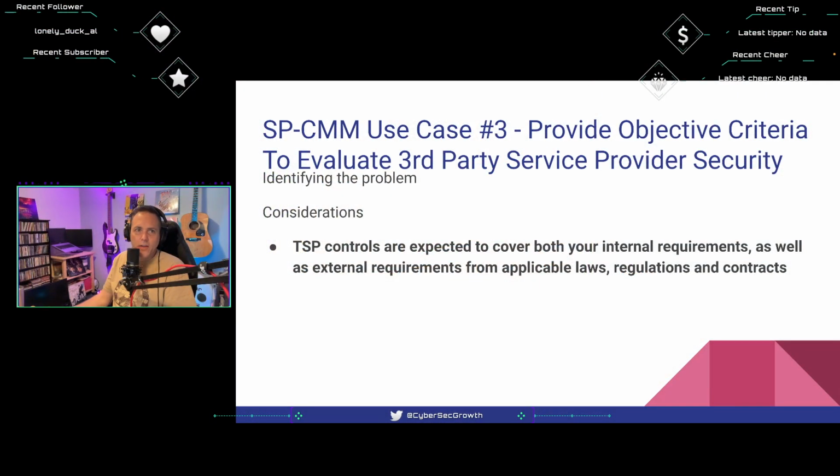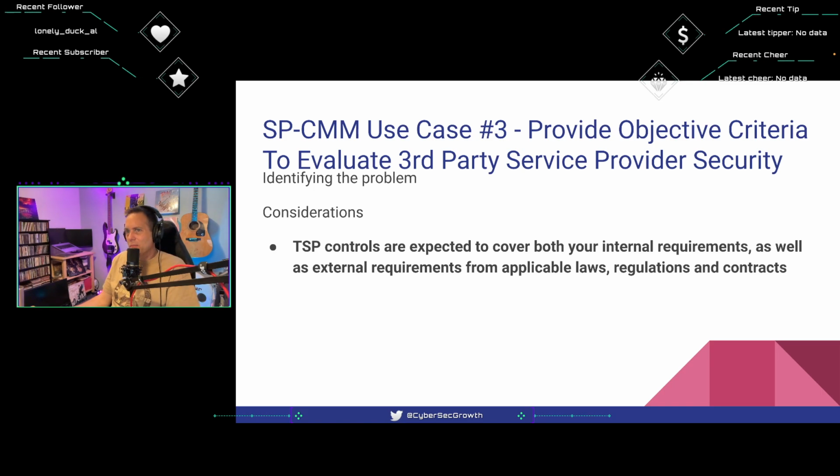And we have one more use case here. Use case number 3, provide objective criteria to evaluate third-party service provider security. So it's now commonplace for third-party service providers, including vendors and partners, to be contractually bound to implement and manage a baseline set of cybersecurity and privacy controls. This necessitates oversight of third-party service providers to ensure controls are properly implemented and managed.